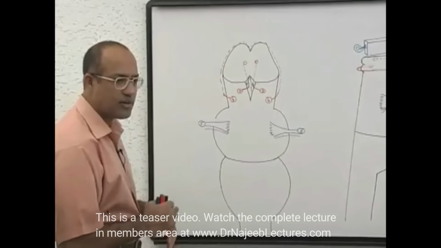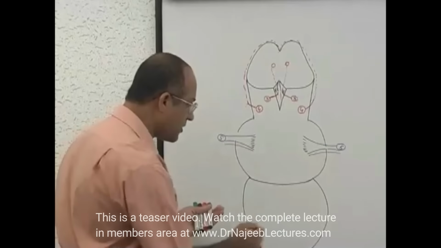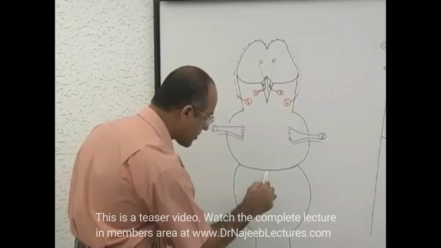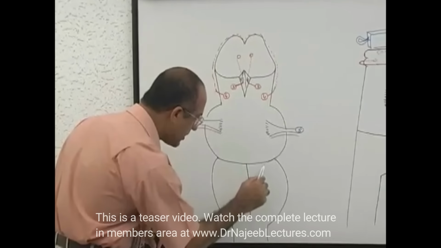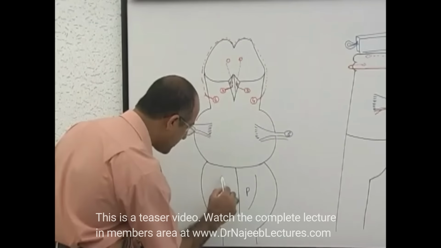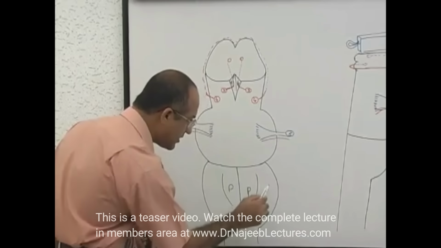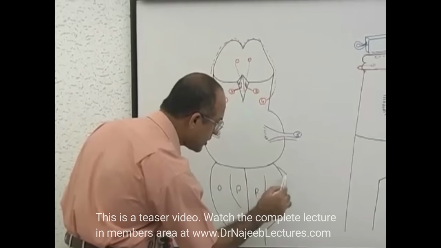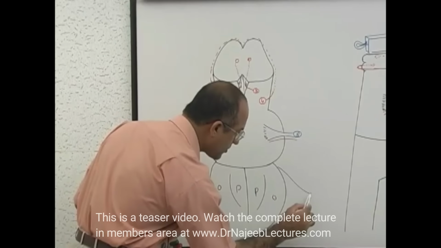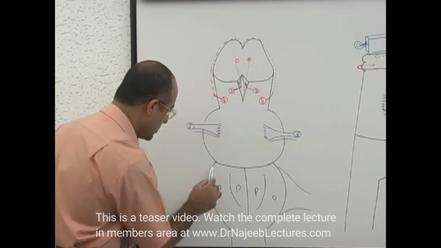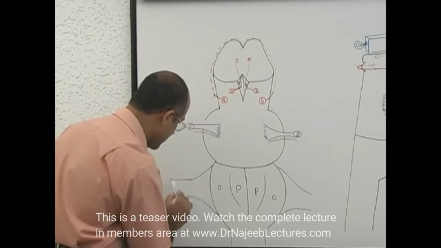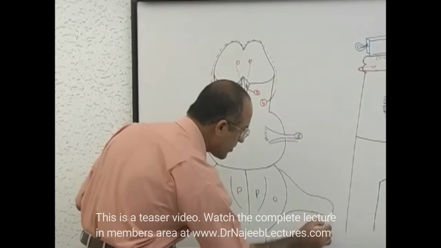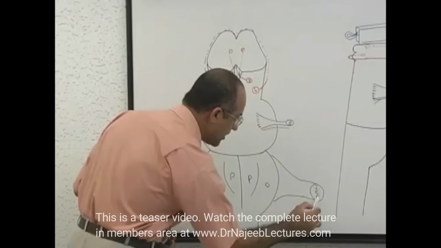Now after that, which nerve should come? Sixth nerve. But before that, I would like to draw the different landmarks on the medulla. This is pyramid. Is that right? And this is olive. And what is going on here? Inferior cerebellar peduncle.